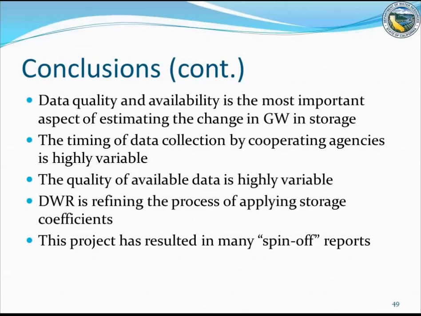Newer versions of this change in storage tool can actually apply storage coefficients that vary spatially. So we can take the CVHM model, which is broken down to 1 mile square grids for the Central Valley, and apply a different storage coefficient for each one of those 1 mile square grids, rather than just using a min and max value. So there have been some pretty significant refinements on the change in storage tool.